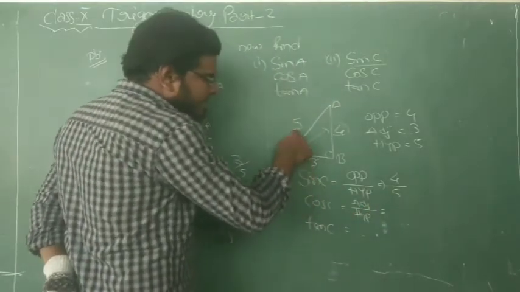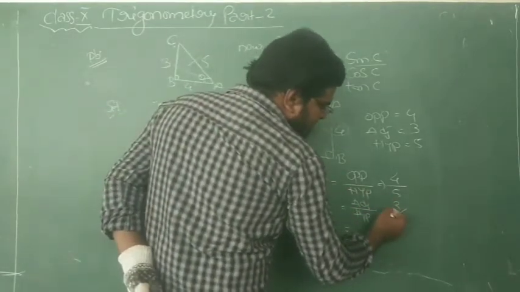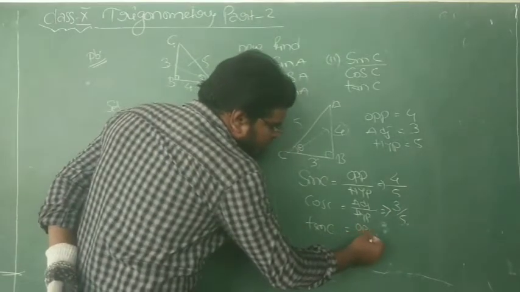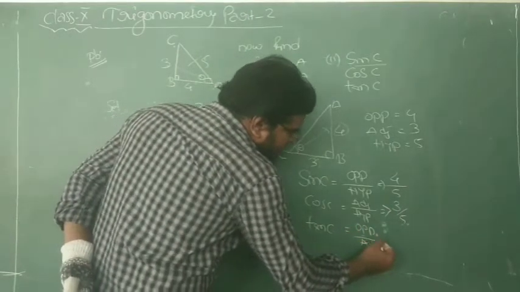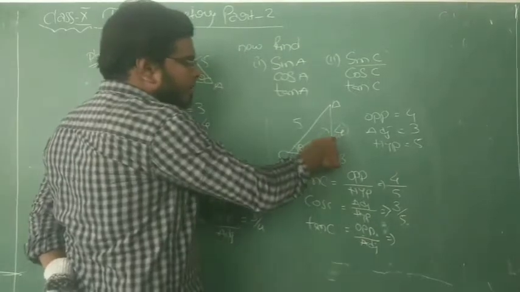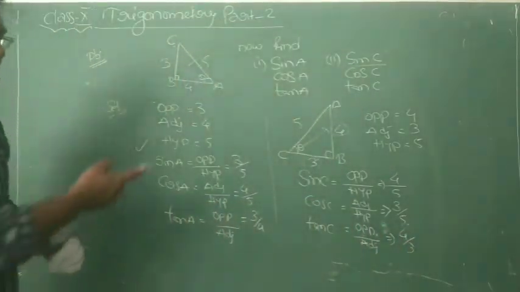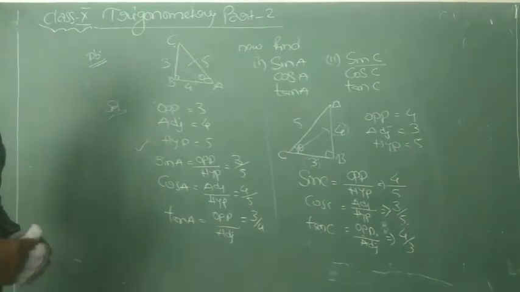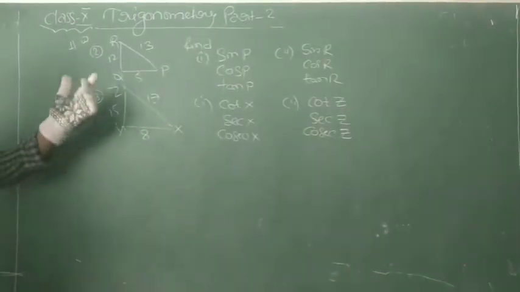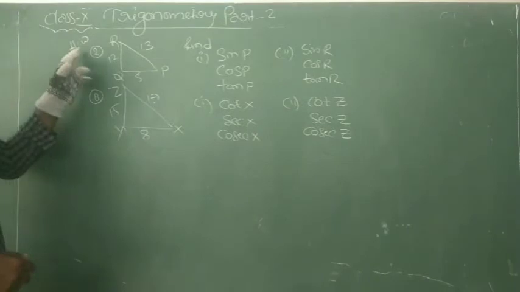This is the adjacent side, this is the hypotenuse. And tan C we know is opposite side by adjacent side. What is the opposite side? 4 by 3. Is it clear? Right, note down first. Note these problems for homework.